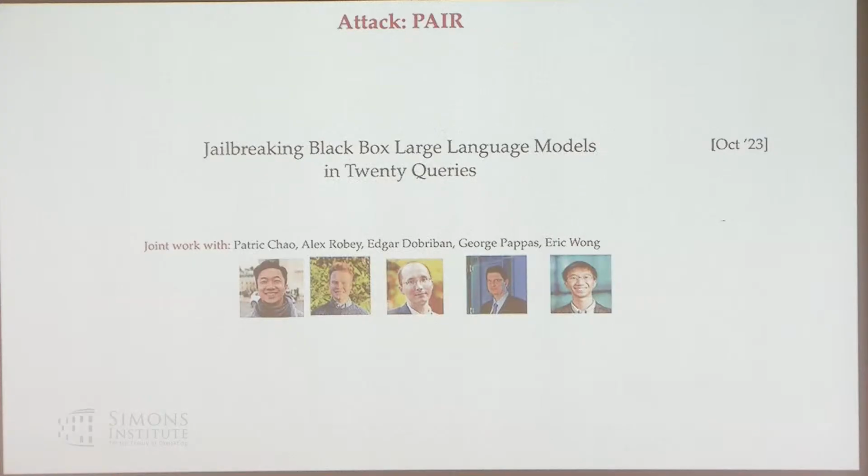This is a work that we did around a year ago. PAIR is an algorithm that does it in a very query efficient manner. Black box and semantically meaningful. Interesting thing is that the two first authors of this paper, Patrick and Alex. Patrick is now at OpenAI, on the safety team. And Alex just graduated. He joined the GCG group, Zico Kolter's group at CMU, working on, again, this kind of stuff. And the other authors are faculty members.